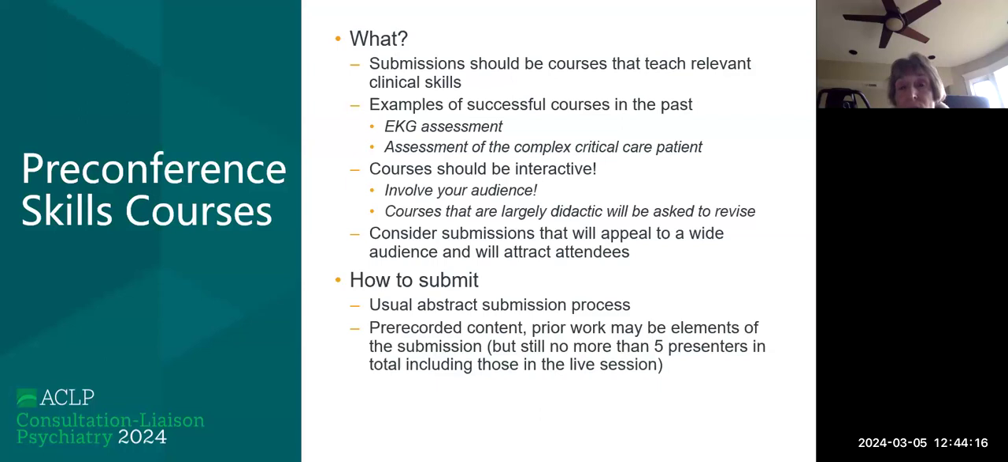We're also looking for submissions that are going to appeal to a wide audience and attract attendees. So you may have a fascinating course, but if only 5 people in the academy are potentially interested in it, we probably wouldn't accept it, because we're looking for courses that are going to attract attendees, appeal to a wide variety of people, and teach very specific skills.